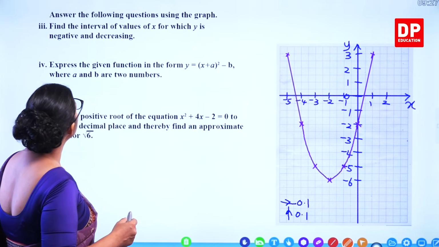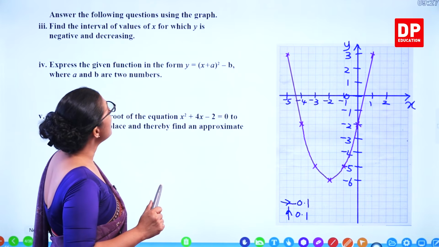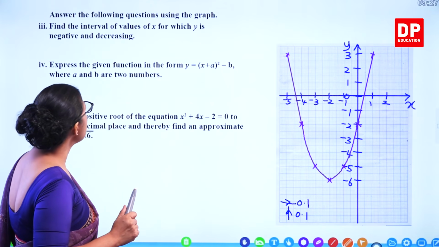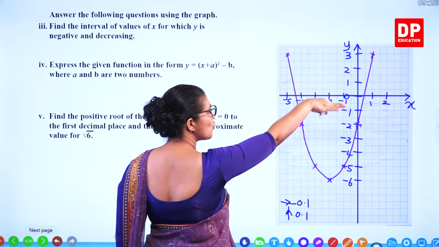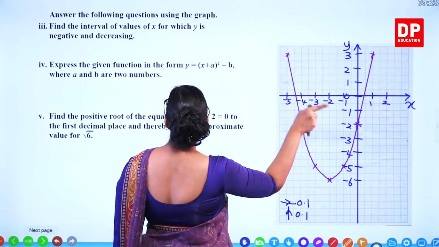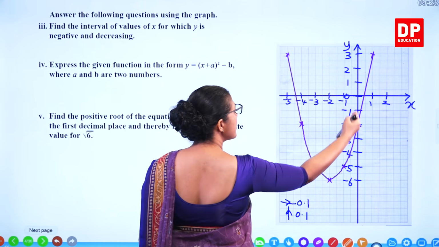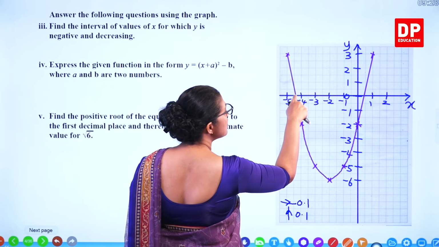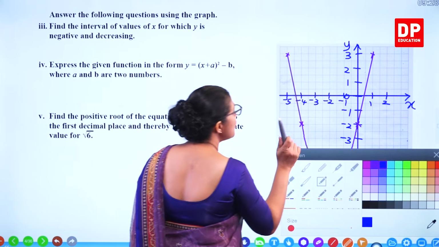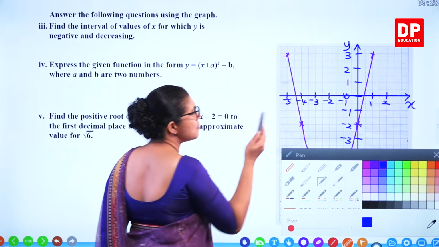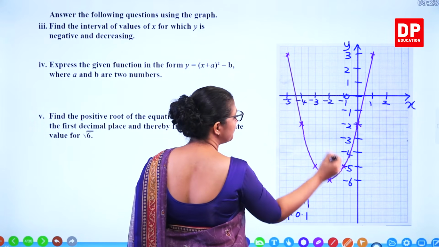Now take a look at the next one. Answer the following questions using the graph. Find the interval of values of x for which y is negative and decreasing. So y is negative, so below the x-axis, and decreasing means here to here. This means increasing. So you need to read this point. 1 square means 0.1. So 4 squares there. That means minus 4.4.